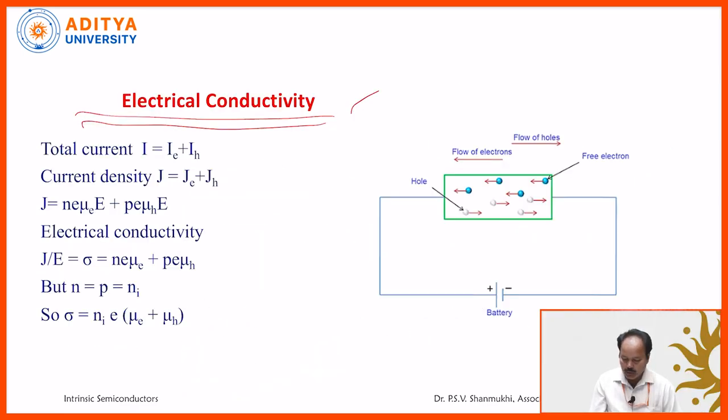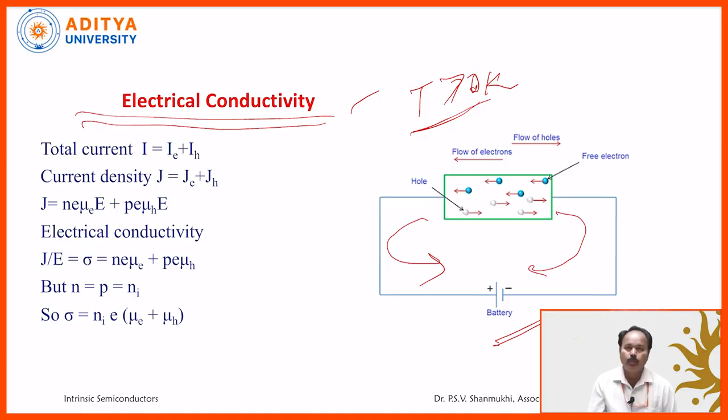Anyhow, coming to the semiconductor slab. So at any temperature T greater than 0 degree Kelvin, there are some electrons and holes in the semiconductor. This is connected to a battery like this. When the electric field is applied, what happens? Electrons are traveling towards the positive terminal, holes are moving towards the negative terminal of the battery.